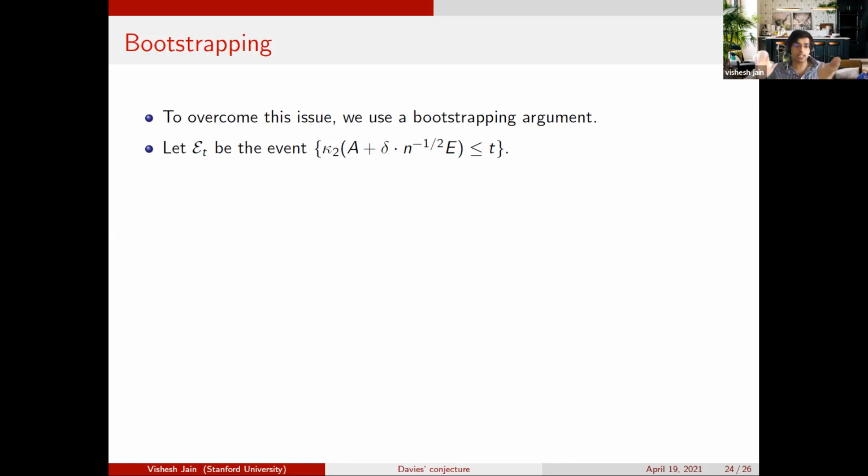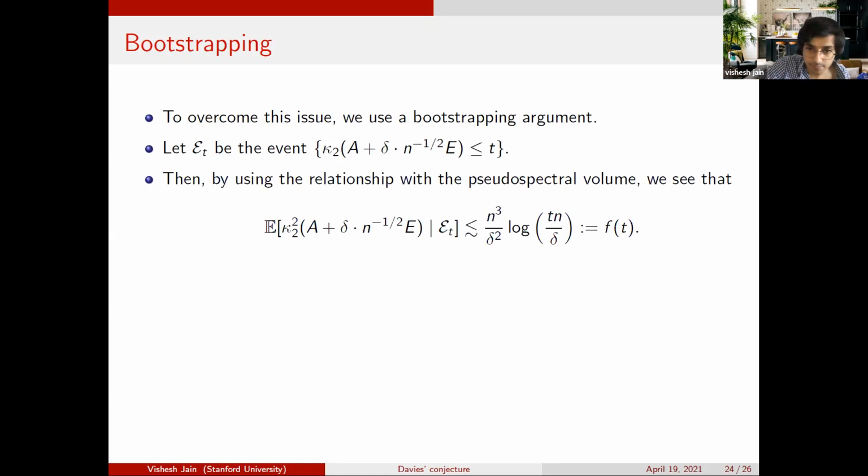Again, I have absolutely no a priori control on t, but I say, well, let me look at the event that this guy is less than or equal to t. Now you can play the same game, because I know that I can work with epsilon, which is about as small as 1 over t. On the event that this guy is less than or equal to t, I know that I can take epsilon to be as large as 1 over t.